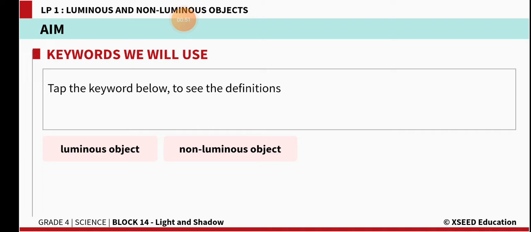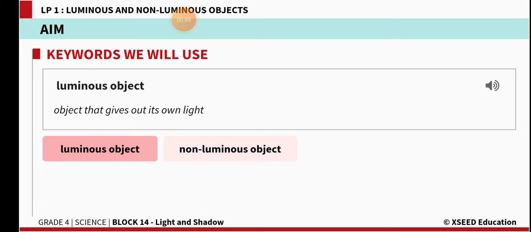The first one is luminous object. Luminous object means an object that gives us light, its own light. It has to give its own light. So such objects are known as luminous objects. Luminous object: an object that gives out its own light.